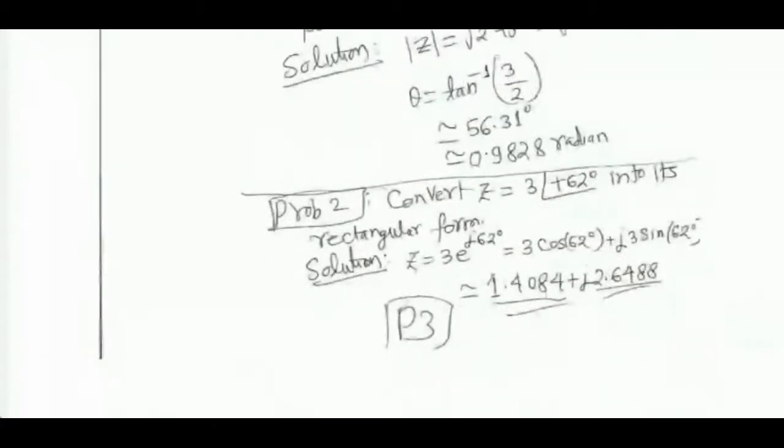Problem 2 is about converting a complex number from polar form into rectangular form. It's fairly straightforward. 3 with an angle of 62 degrees gives you 3 cos 62 degrees plus j 3 sin 62 degrees. You should double check my calculations. If there is a mistake, I'll correct the document.